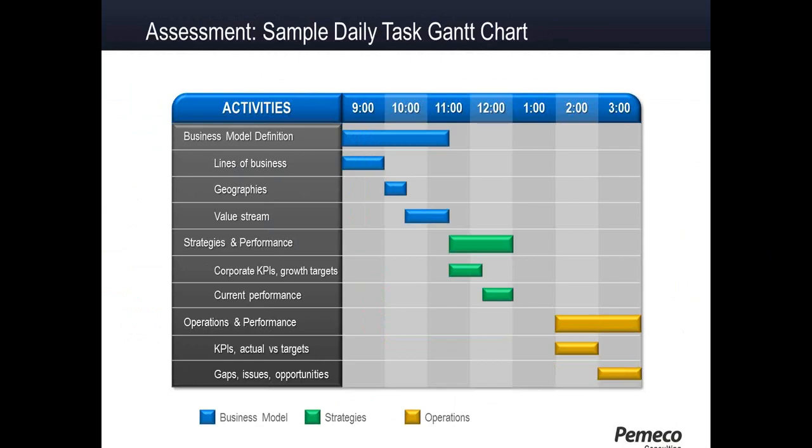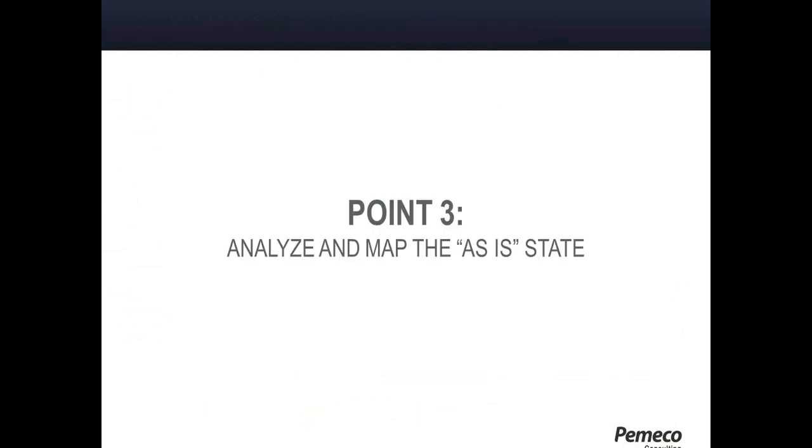Okay, if you look at this, basically this is a daily task Gantt chart. Within the business model definition, we'll spend an hour looking at the different elements within your business. We try and do a 3-tier analysis on the items that we look at. Once we've gotten through that initial assessment, which is a snapshot of your business at the geography level, at the staffing level, at the overall business process level, then we want to look at your as-is state.